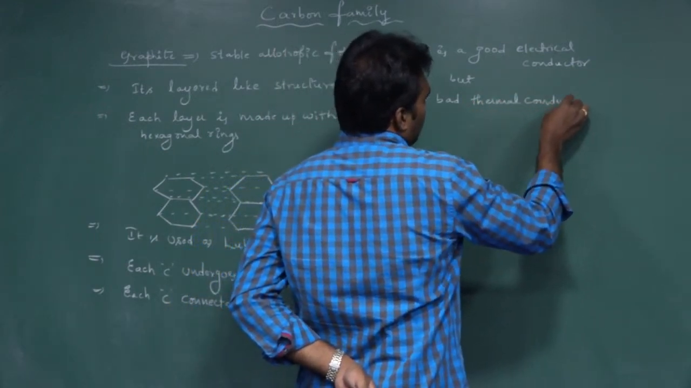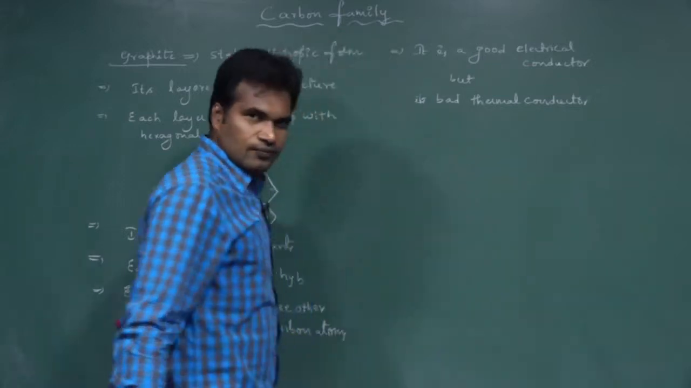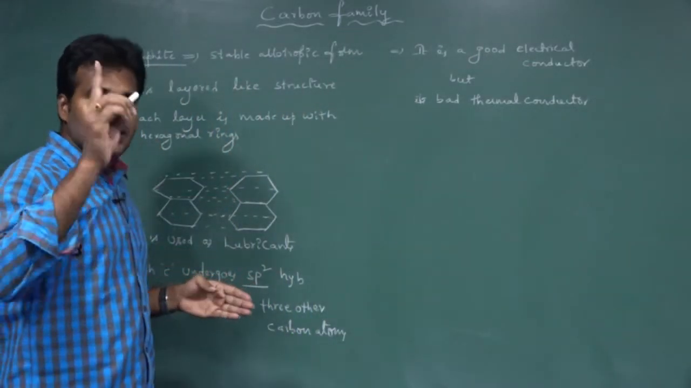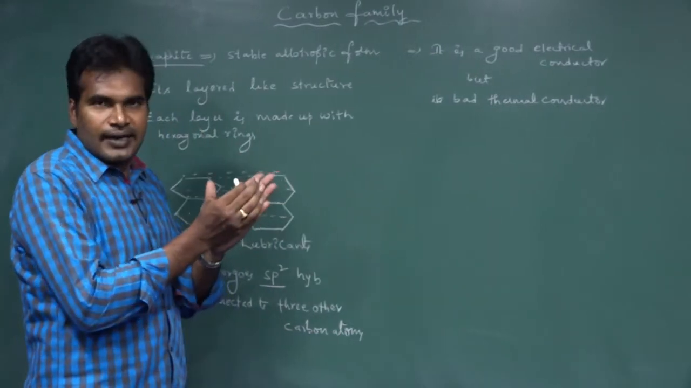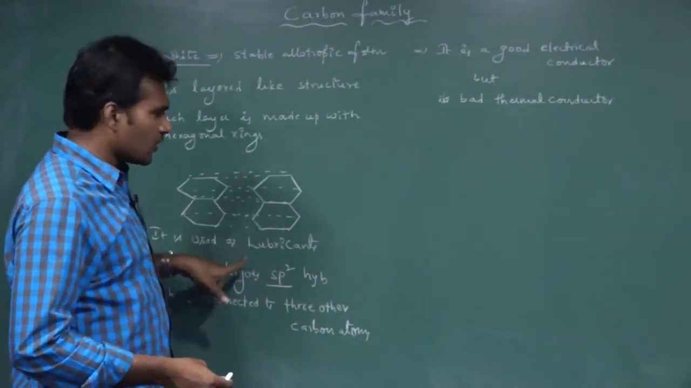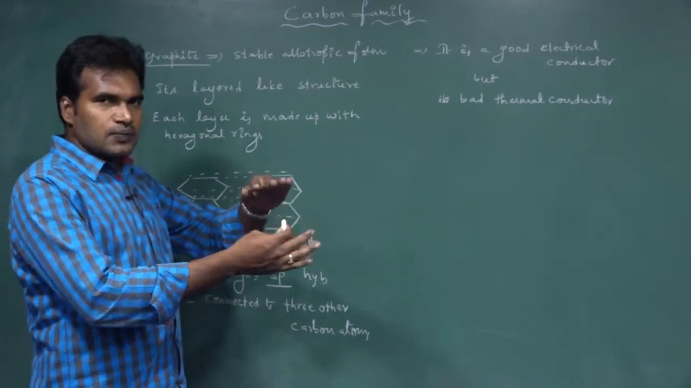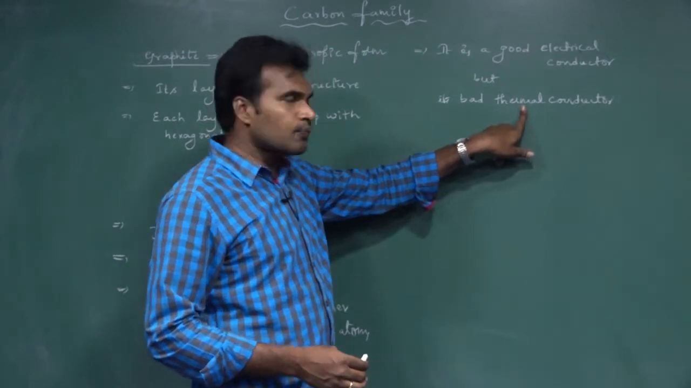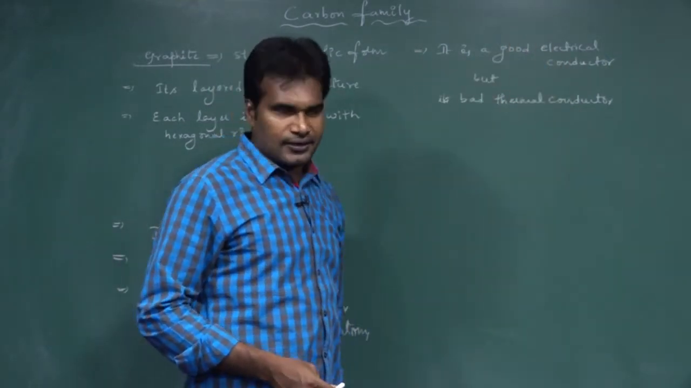It's a bad thermal conductor. What is the reason? Why? Because between one layer and another layer there is a space, but for the conduction of heat there should be contact. If there was a gap, they cannot conduct easily. That is why, because of the internal spaces between the 2 layers, graphite is a bad thermal conductor, but it's a good electrical conductor.